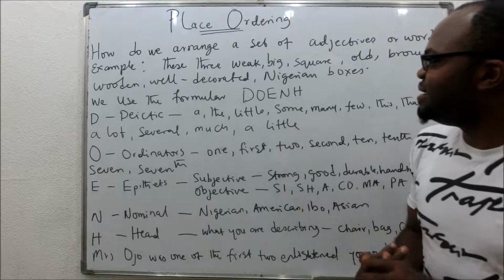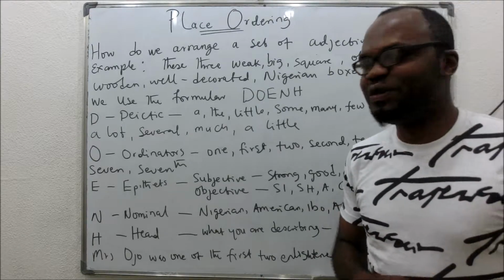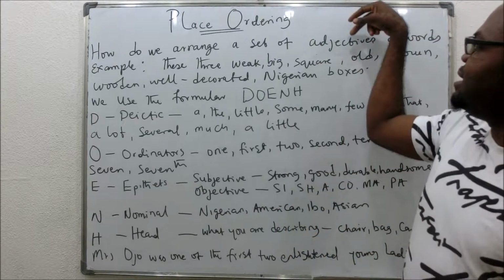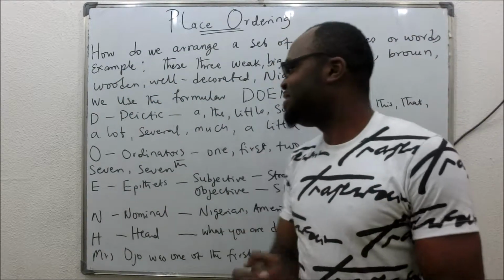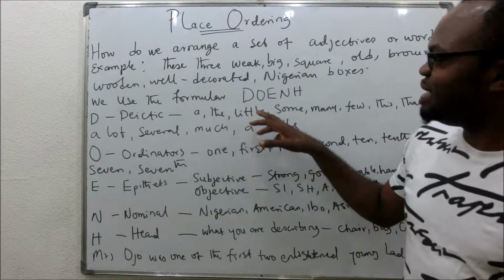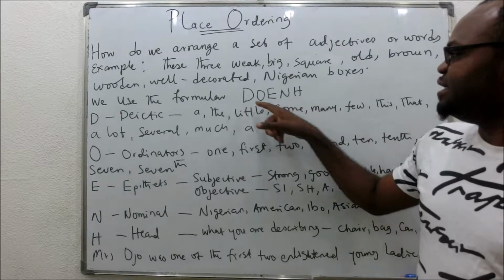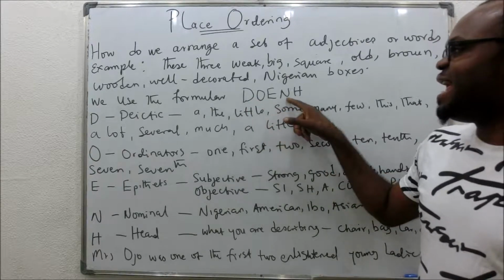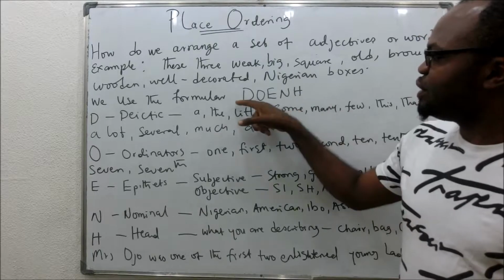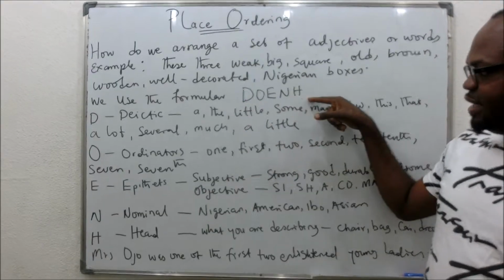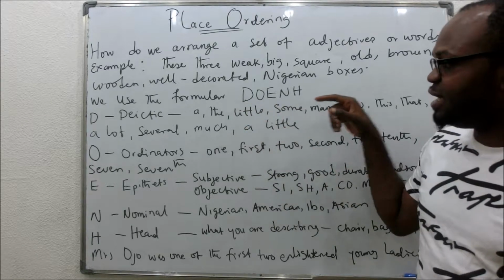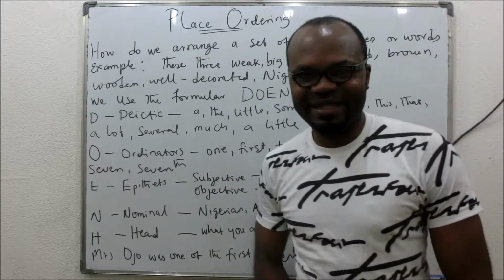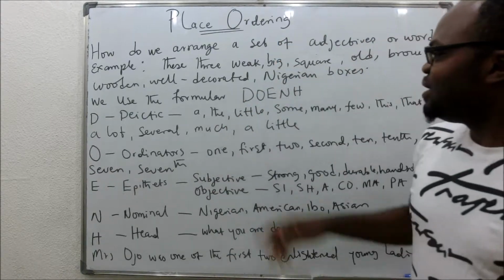So actually there's a standard formula that you can use to know the adjective to put first before the other. And that's what we're going to be learning today. So this formula is known as DOENH. D-O-E-N-H. Once you place your adjectives according to this formula, you're going to get the right arrangement. So what does D stand for?